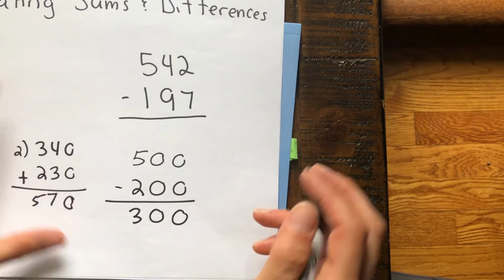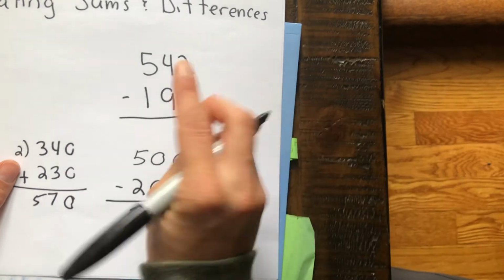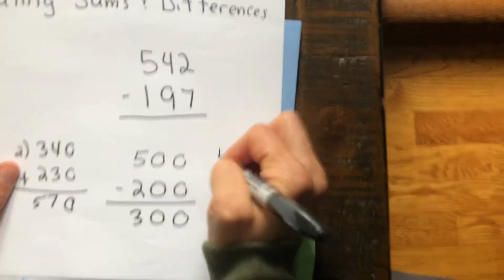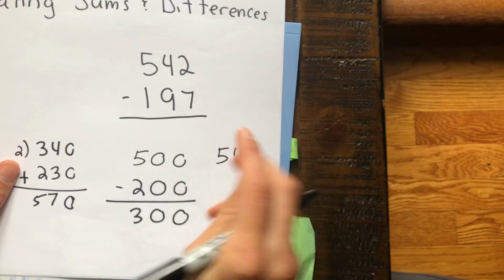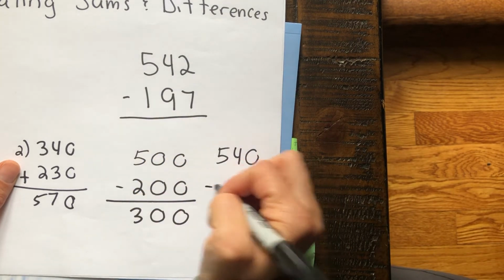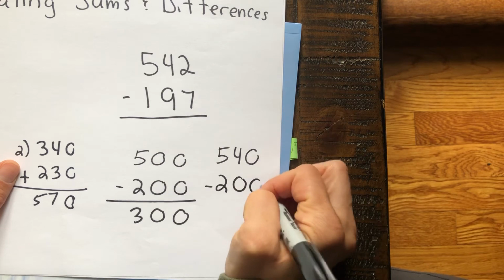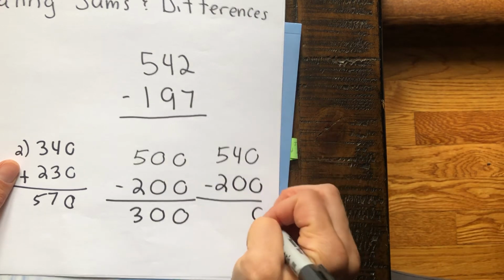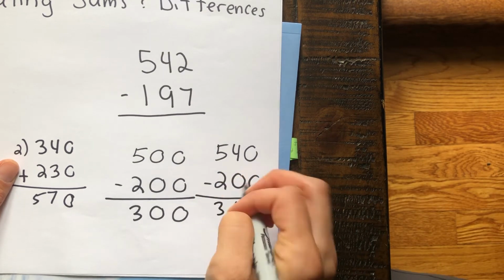Or I can round this to the tens. 542 would round to 540. 197, that would still round to 200. So I'm going to minus 200 again. I'm going to answer 340.